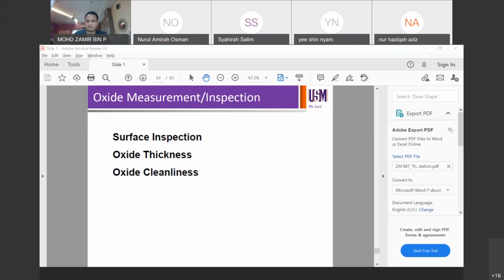Trust me, you're going to have some bonus marks. Because I used to interview new engineers. So the moment you know this, you already have extra marks over other candidates. And eventually, oxide cleanliness. You want to make sure that the oxide is clean.